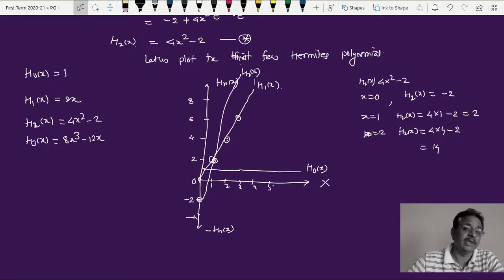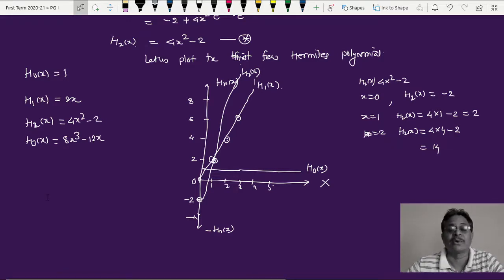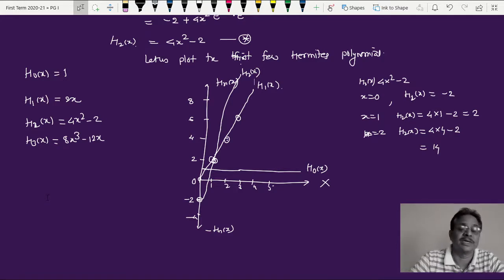h0 of x is equal to 1, h1 of x is equal to 2x, h2 of x is equal to 4x square minus 2. Similarly, h3 of x is equal to 8x cube minus 12x. Put values of x from minus infinity to plus infinity and plot these curves. You can plot them very easily on the graph, which is much easier compared to what we have done here. That is not to the scale, but if this type of diagram is plotted to the scale, we get a very nice diagram of these Hermite polynomials. Okay, this is what we have finished.